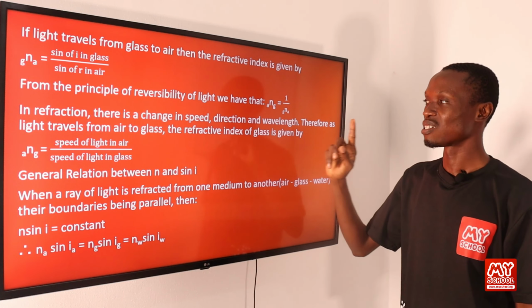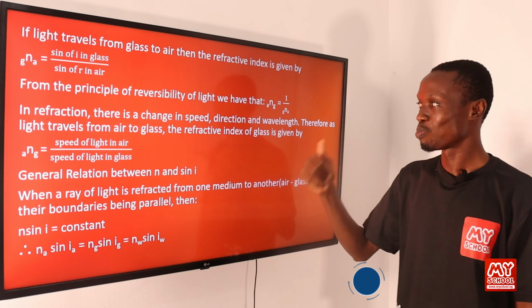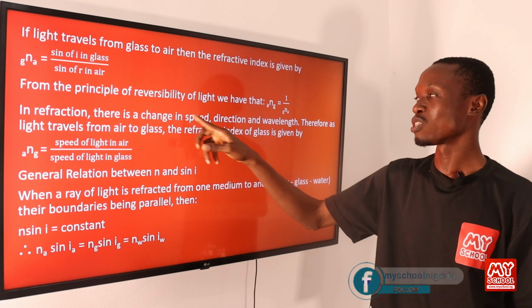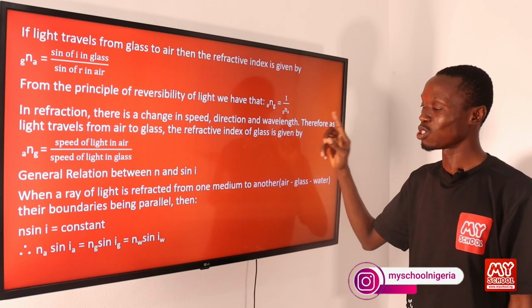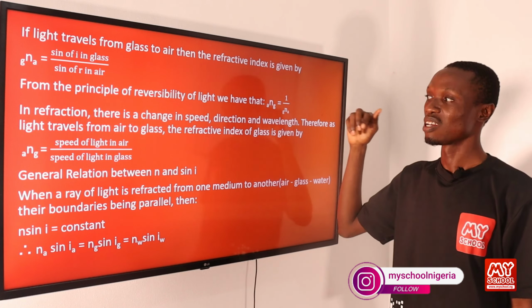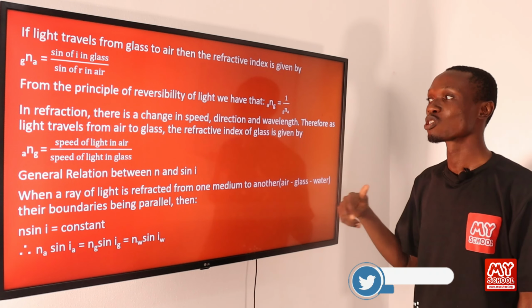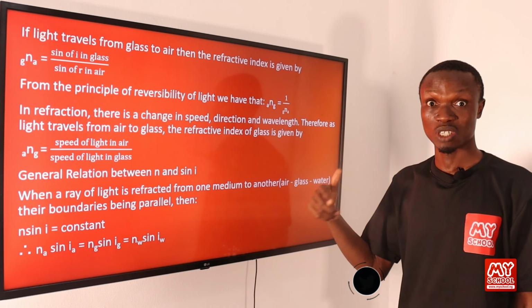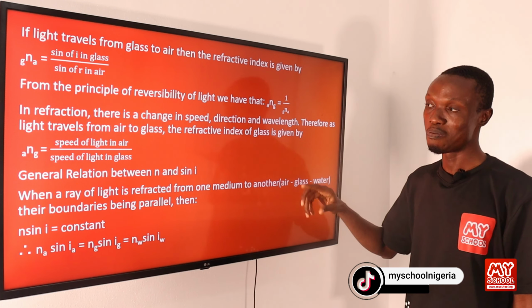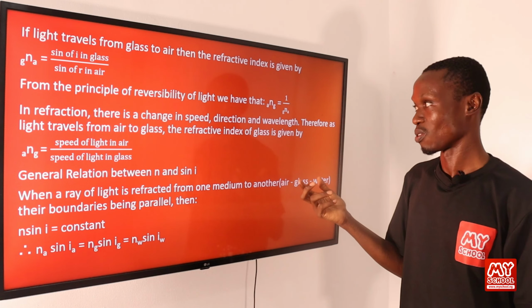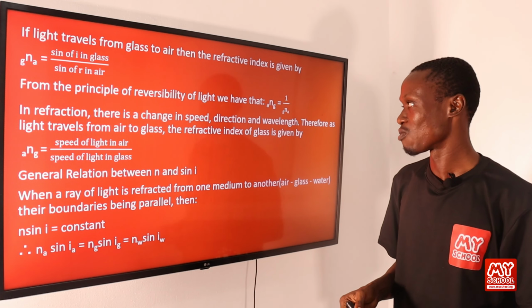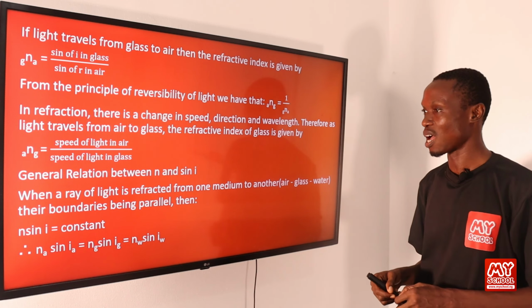But remember that there's a relationship between speed, wavelength, and frequency. If you look very well, frequency is not listed here. The reason why frequency is not listed is because frequency remains constant. Frequency depends on the source of light, so in this case, it remains constant. It doesn't change.